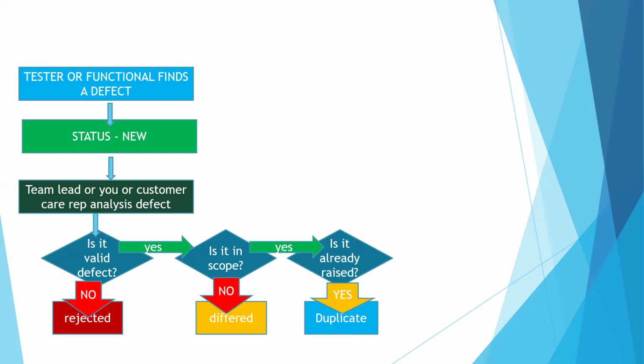"Is it already raised" means duplicate. For example, you said that base price is not working. The same defect with the same material is raised by 5 end users, or 2 end users working in parallel. They said that I'm not able to process the delivery. He is also not able to process the delivery.